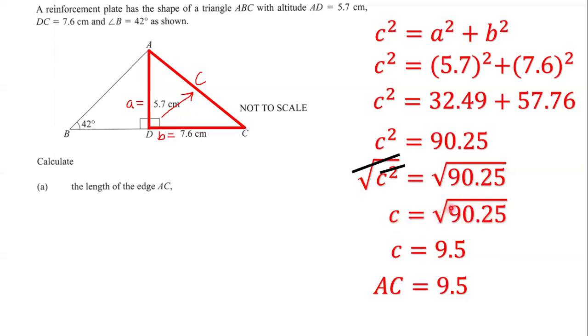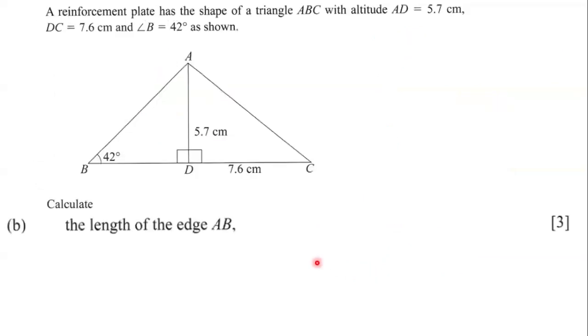Now, what is the square root of 90.25? Well, that's going to be 9.5. And so C is equal to 9.5. But C is the length AC. And so that means that AC is going to be equal to 9.5. And that's the answer to this question.